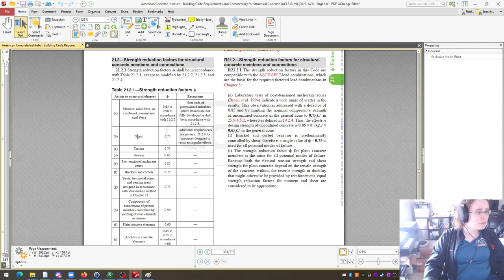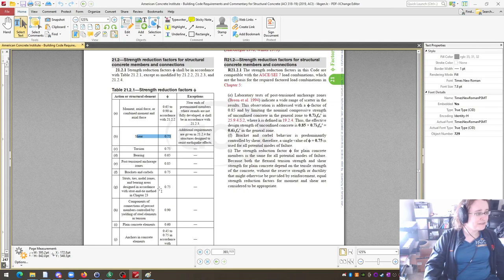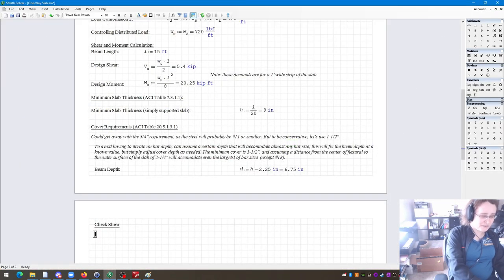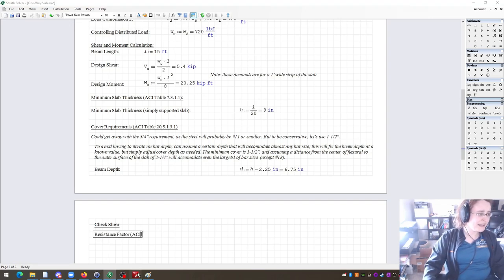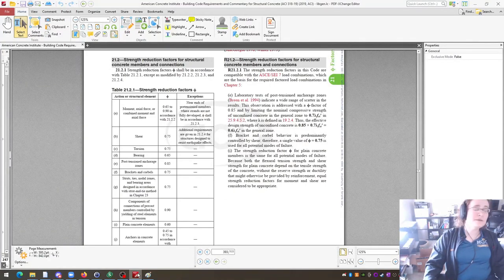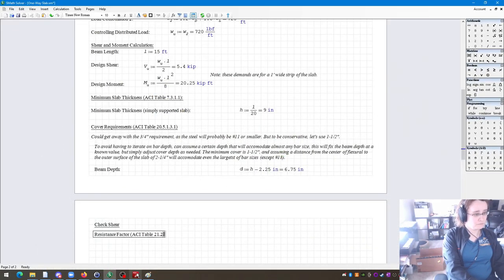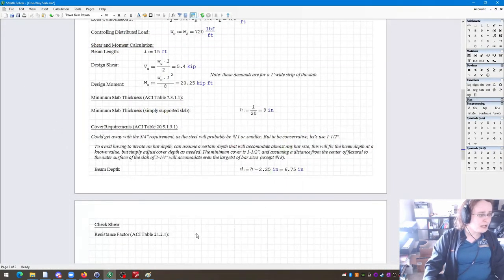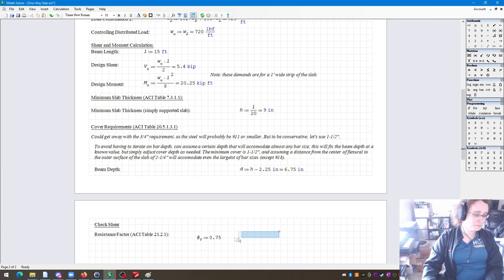Okay, so for shear, we're going to use a phi value of 0.75. There are other requirements for seismic, but we're ignoring it. We're not dealing with seismic in this example. So our resistance factor, and that's, again, ACI table 21.2.1. Double check that. 21.2.1, yep. So maybe I'll call that phi V. Phi V, phi shear, is going to be equal to 0.75.